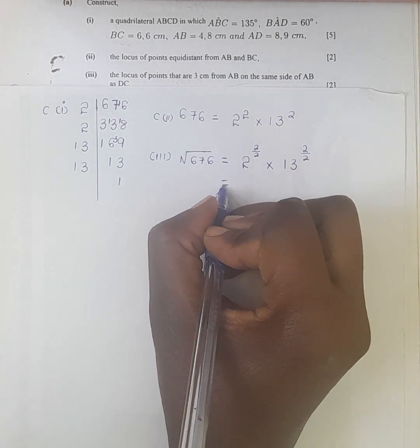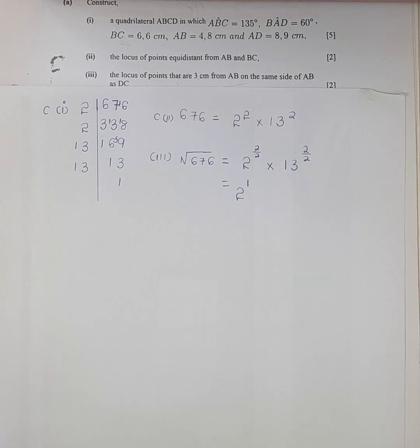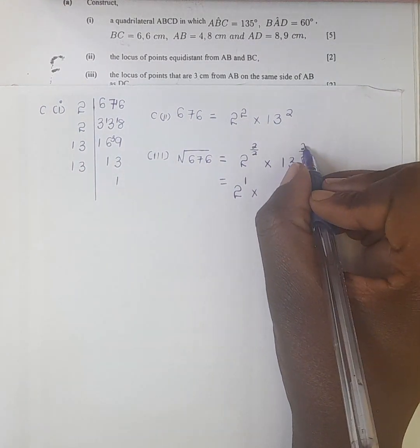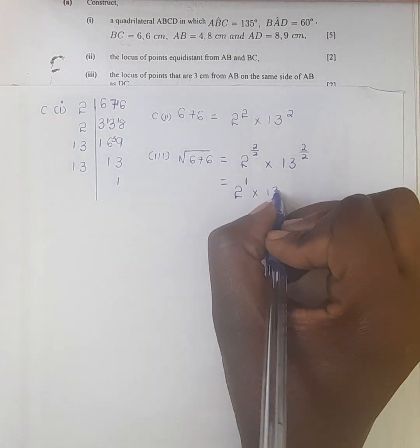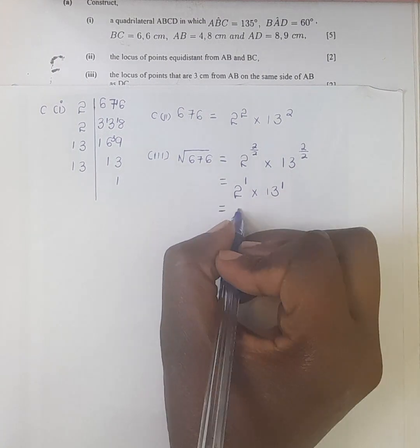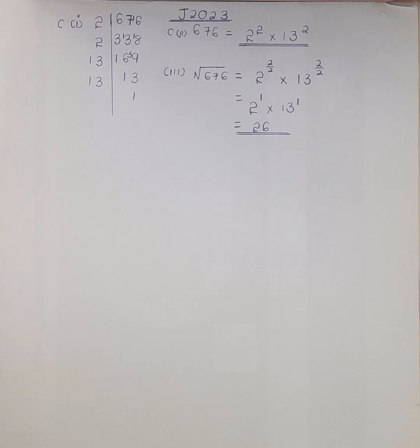So here we have 2 to the power of 1, because if we say 2 divided by 2, we get 1. And then if we say 2 divided by 2 again, we get 1. So we now have 2 times 13, which is equal to 26. So it implies that the square root of 676 is 26. So this was the complete solution of the square root question that was in June 2023, Maths paper 2.